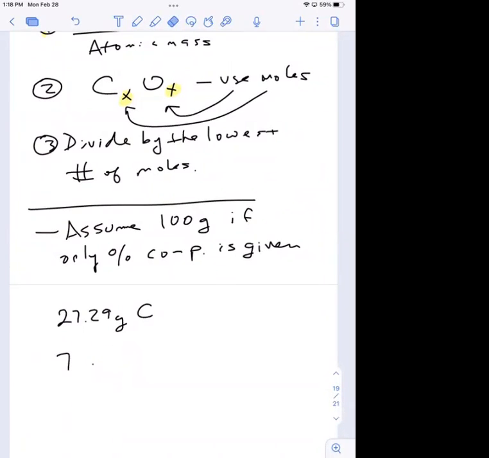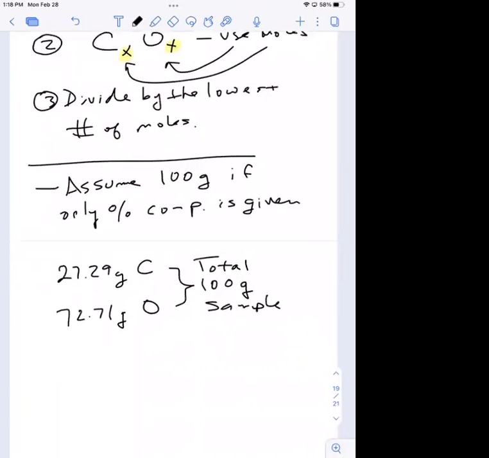72.71 grams of oxygen. Right? So it's a 100 gram sample. So those two total up to 100. So now what can we do? We've taken the percentages and turned them into mass amounts. So now these are our given masses. So now all we need to do is do what?